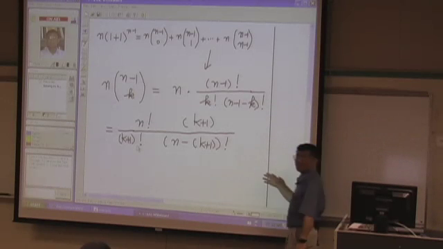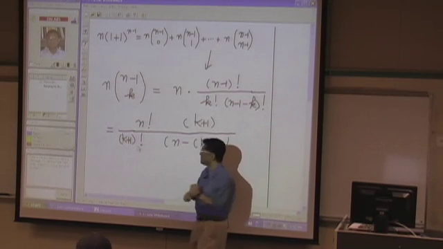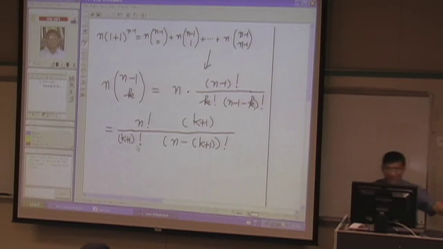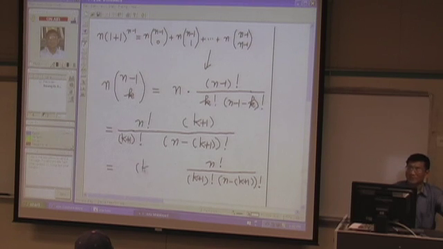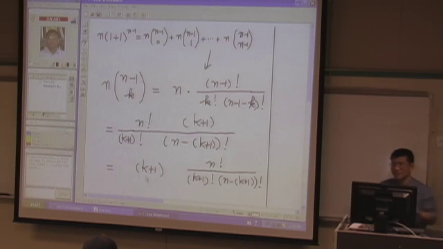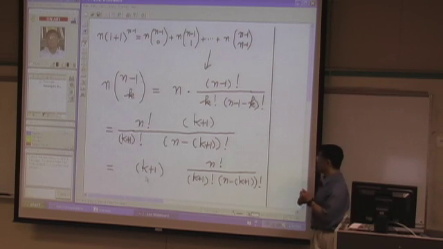Do you follow me? So I can rewrite it this way. Oh, it is n factorial divided by k plus 1 factorial, and then n minus k plus 1 factorial, and then this k plus 1 can be multiplied in front, and I convert it. Then take a look.